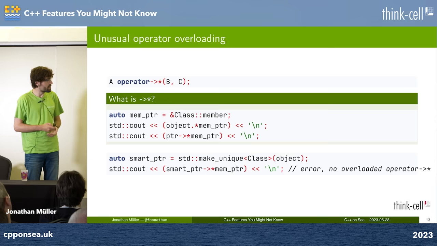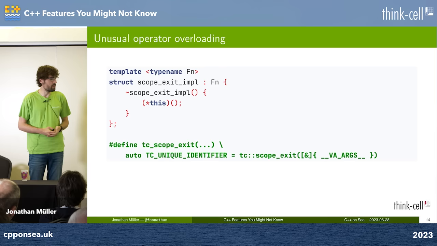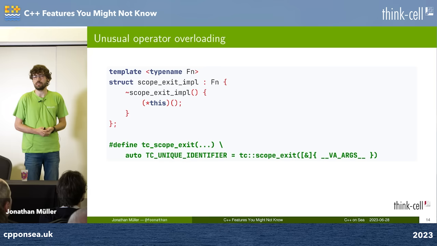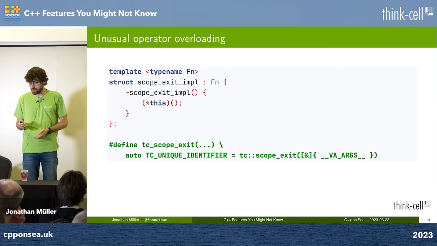At ThinkCell, where I work, we've got a macro to execute something at scope exit, like a defer statement. And this takes an expression and then creates a guard object that will just invoke the lambda. So it takes the expression, wraps that into a lambda, and then will invoke that on scope exit. And then we use that in a macro. And so, for example, we can get a handle to a file, and then on scope exit, we close that handle, which is pretty convenient.